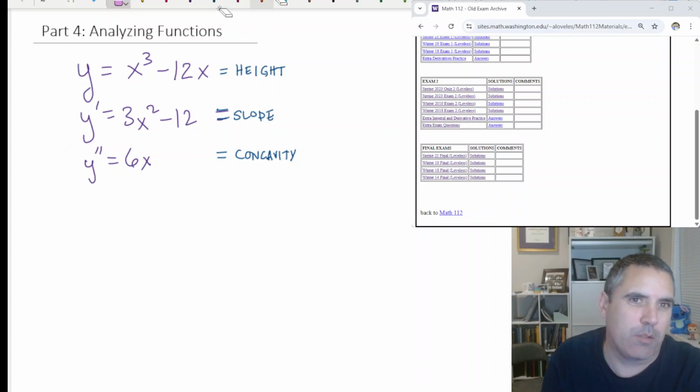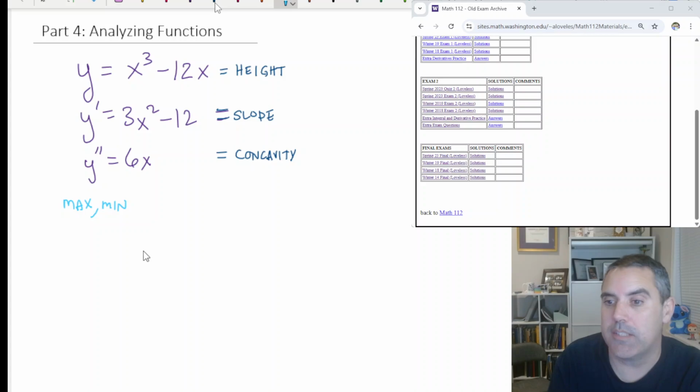Okay, so now let's talk about the formal things that we've been doing. If a question on your test asks you for increasing, decreasing, horizontal tangent, max, min, those all have to do with slope. So any question that says max, min, and there are lots of synonyms in the English language: largest, smallest, increasing, decreasing.